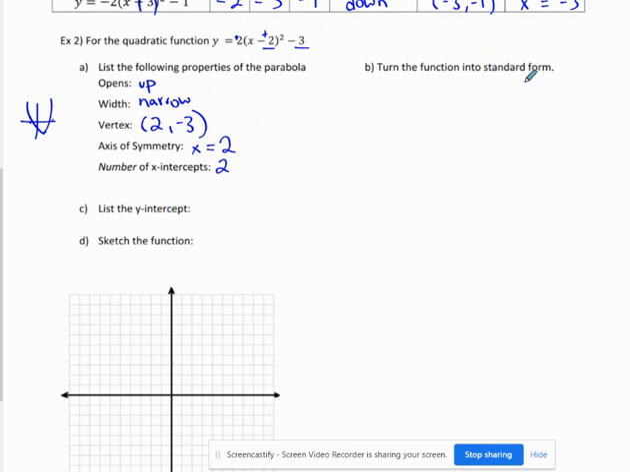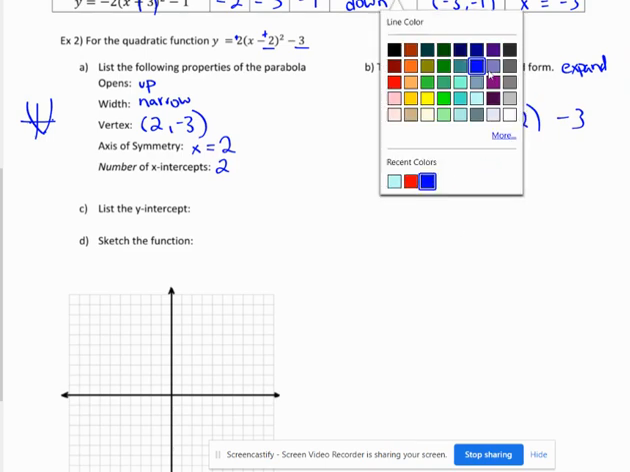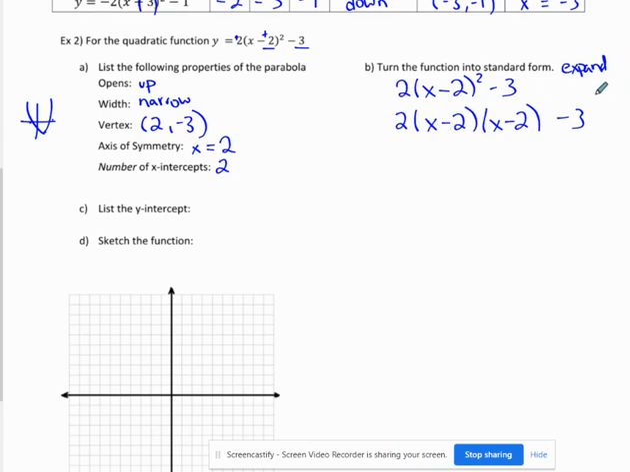So I have to turn it into standard form. And how I do that is by expanding. So we are going to expand this function. So we have 2 and then x minus 2 squared minus 3. So we're going to expand this x minus 2 squared. So x minus 2 squared just means that I have x minus 2 multiplied by itself 2 times. So x minus 2 times x minus 2. And then to expand this, we can FOIL it.